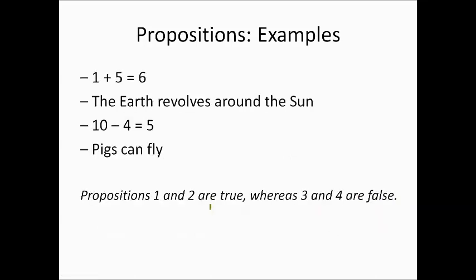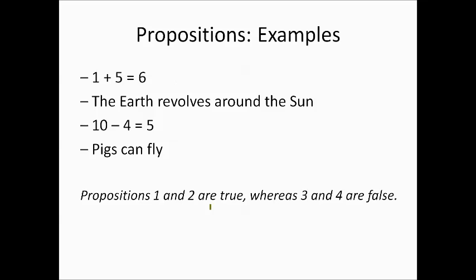So for example, another example for proposition: 1 plus 5 is equal to 6. The earth revolves around the sun. 10 minus 4 is equal to 5, and pigs can fly. So let's check one by one. 1 plus 5 is equal to 6. Is this true? I think so. The earth revolves around the sun. Is that true? Yes, of course.